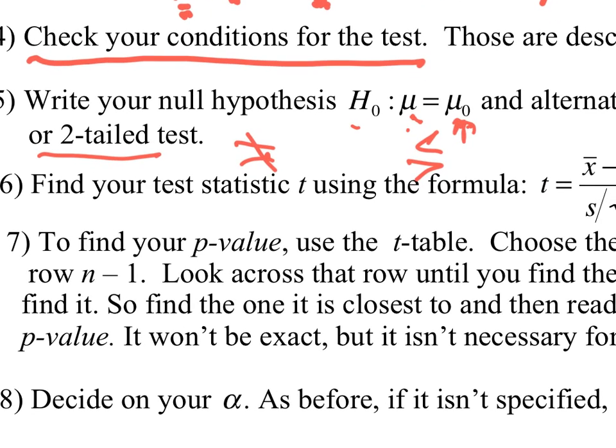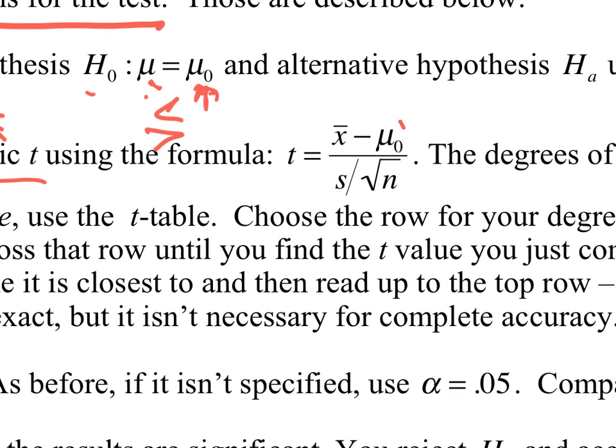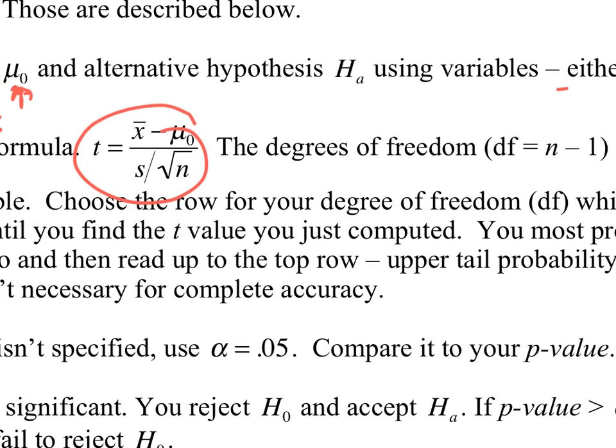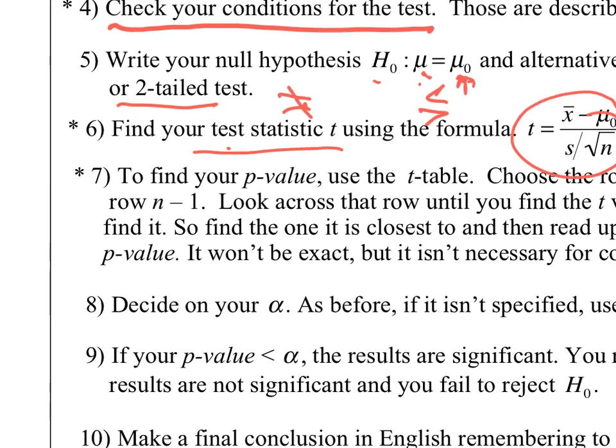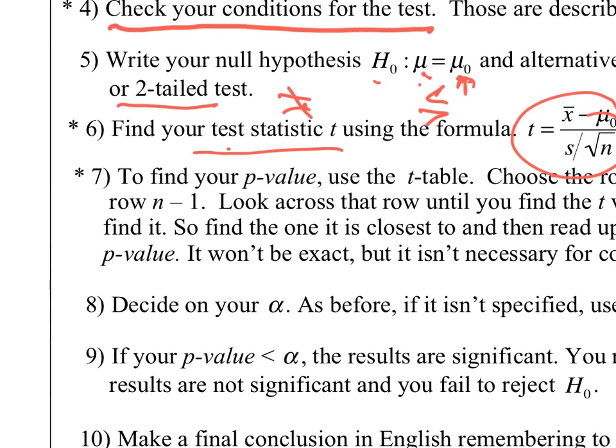Then we got to find our test statistic using this formula. T equals x bar minus mu naught divided by s divided by square root of n. And when we use this formula, you will realize we're going to teach you how to use the degrees of freedom. He gives you some directions right here. I don't know if this is going to make any sense to you.